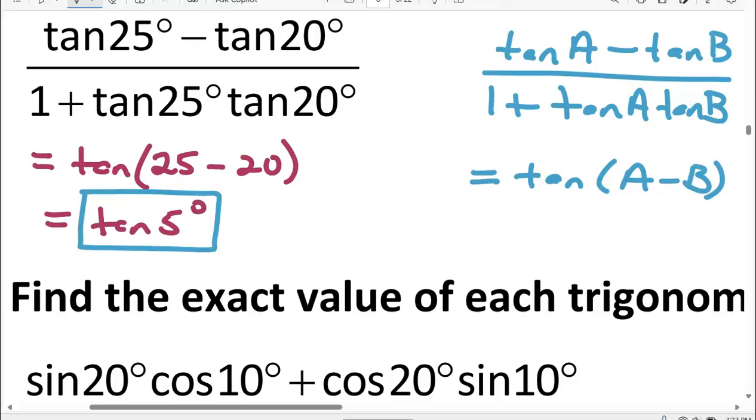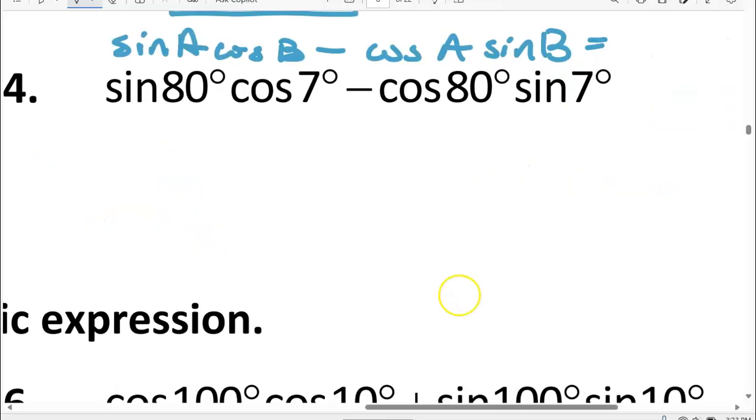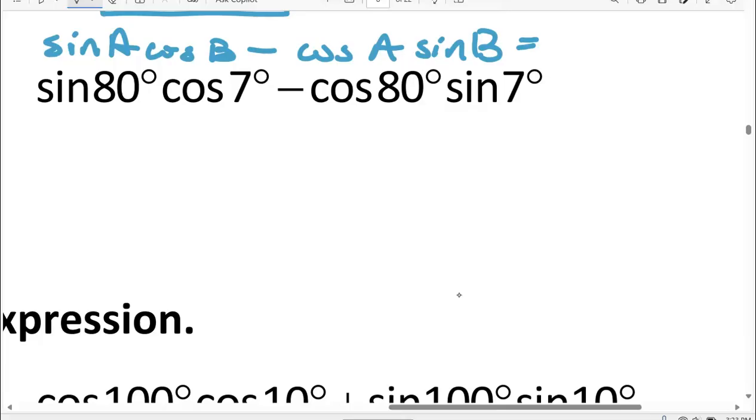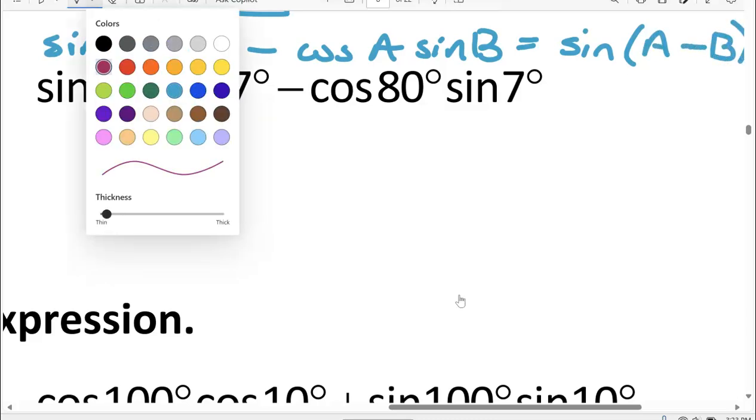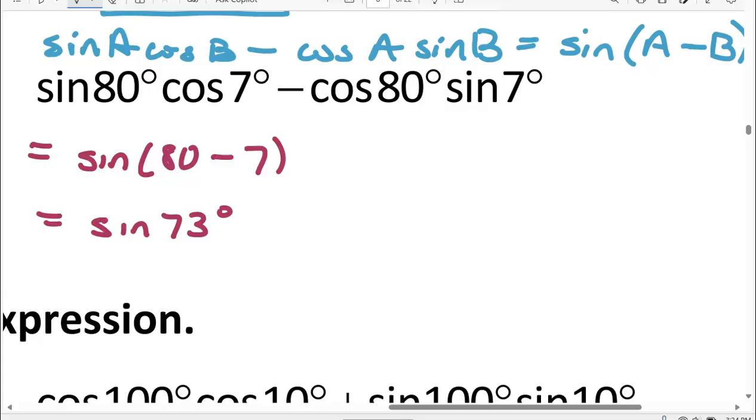The expression in number 4 fits the pattern of sine A times cosine B minus cosine A times sine B, which is equal to the sine of A minus B. So this expression is equal to the sine of 80 minus 7, or the sine of 73 degrees.